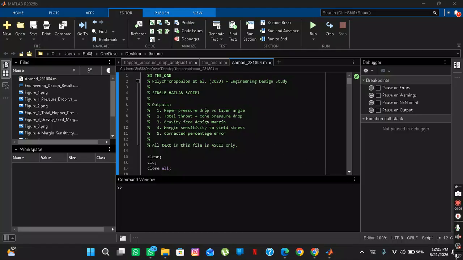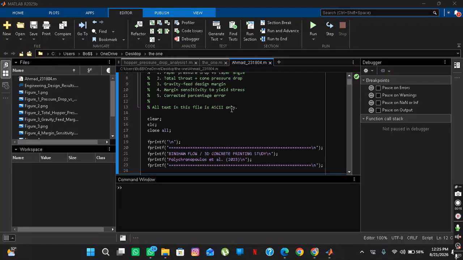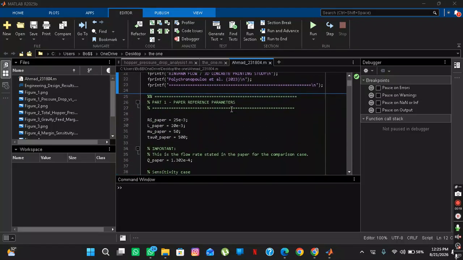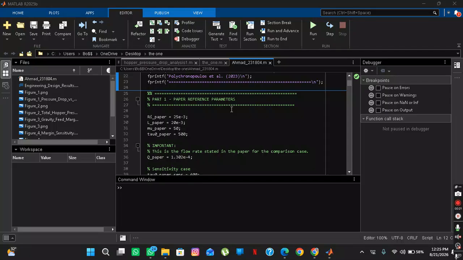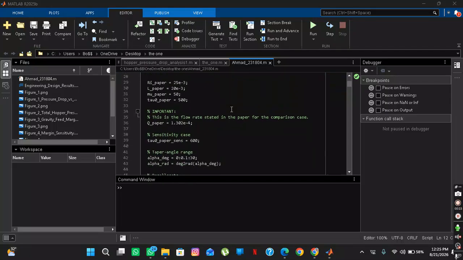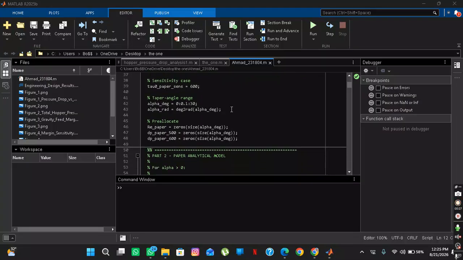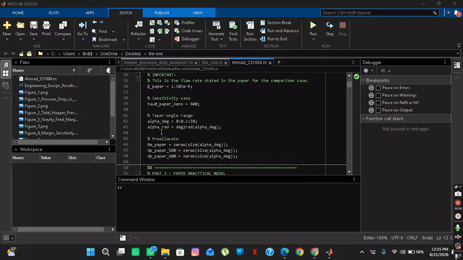Today, this is my project, Bingham flow and pressure drop in 3D concrete printing. In this project, I reproduced an analytical model presented by a research paper. Okay, and we have used MATLAB for the simulation. Now, here are a few values that we have implemented and taken from the research paper.